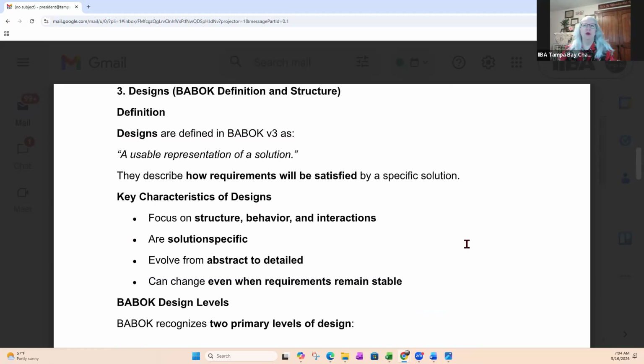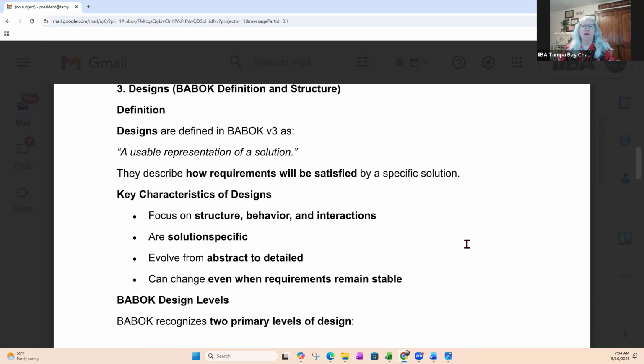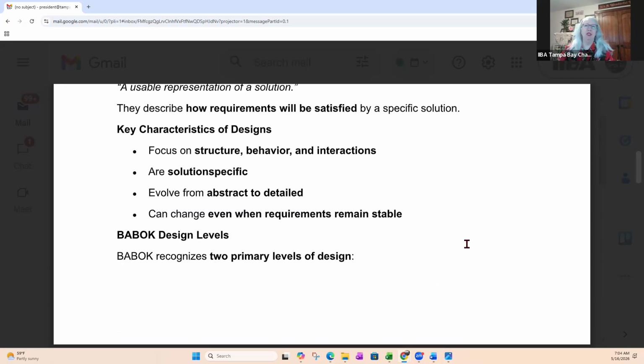Designs are a usable representation of a solution. They describe how the requirements will be satisfied by a specific solution. They focus on structure, behavior, and interaction. They're solution specific. They evolve from abstract to detailed, and they can change even when requirements remain stable. So the requirement may say customer service must have access to this, but the design is it's going to be on this screen or it's going to be from this system. That can always change while the requirement stays the same.